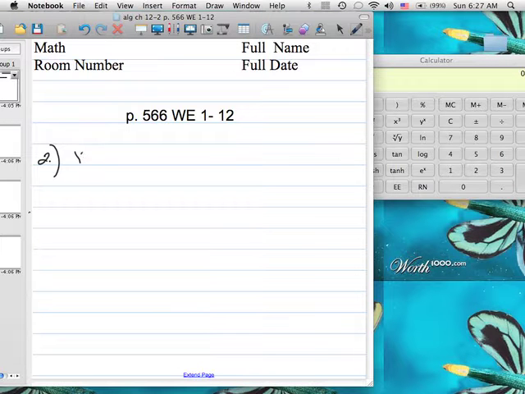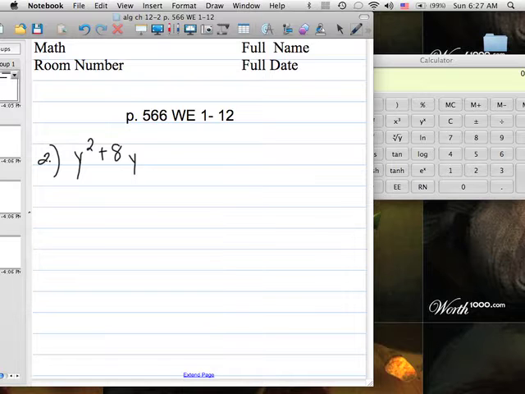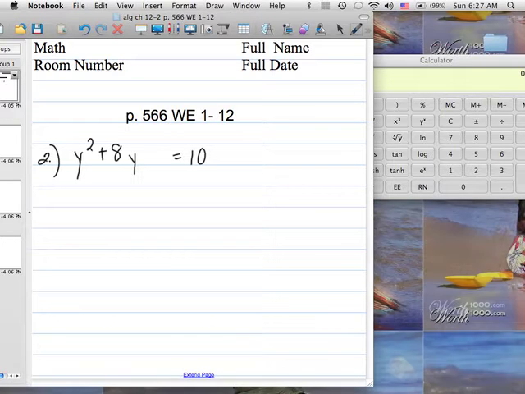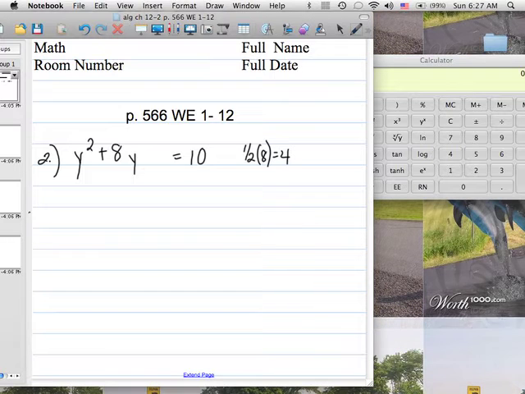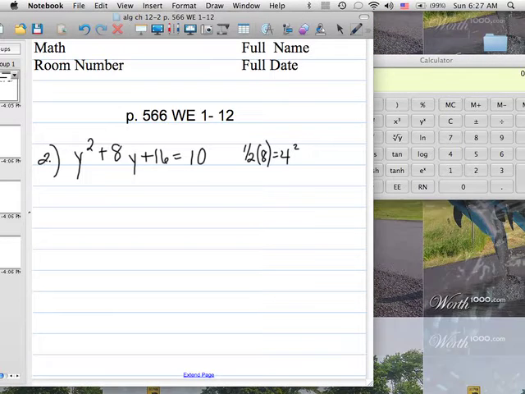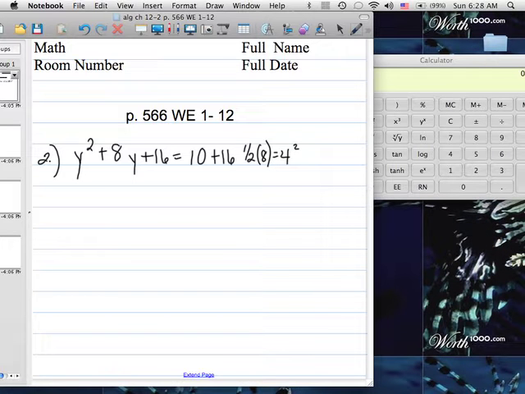Here we have y squared plus 8y equals 10. So we want to complete the square, make this a perfect square trinomial. We take half of the 8, which is 4. You don't have to show this. And then we square it, and add it to this side, and add it to this side to balance our equation.